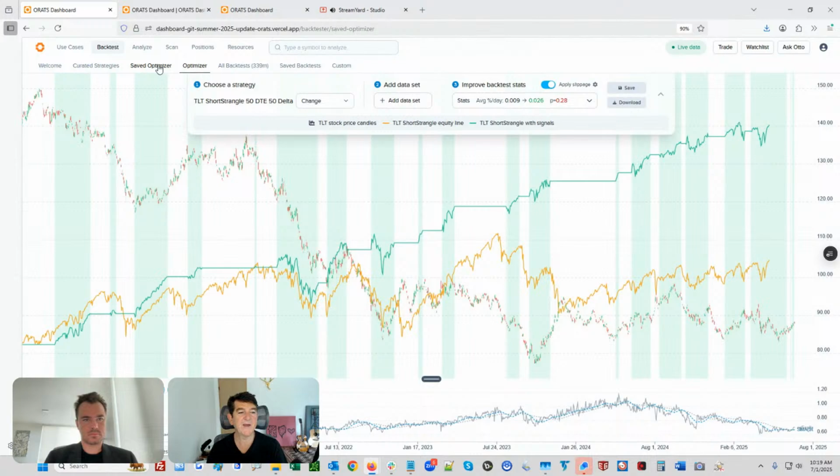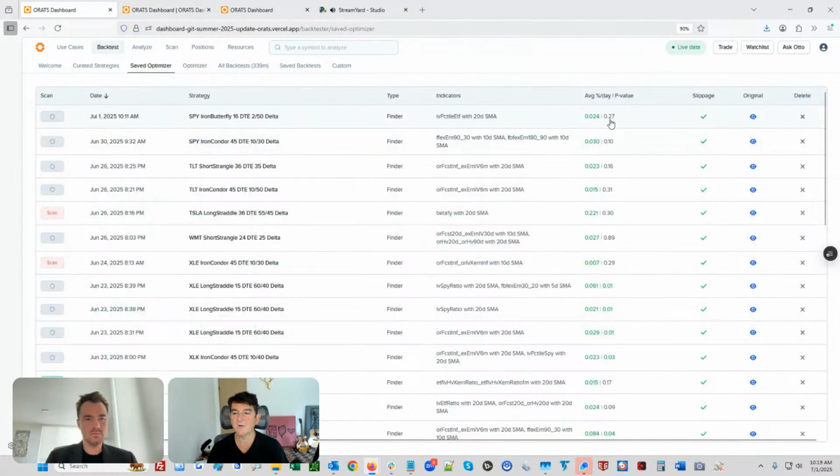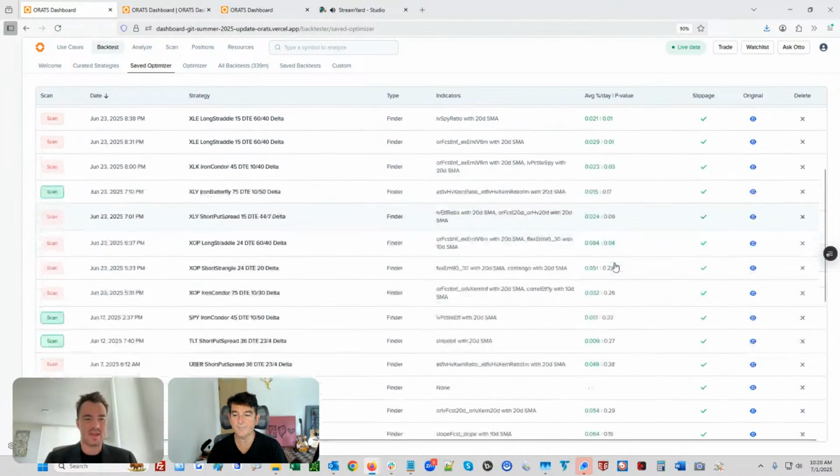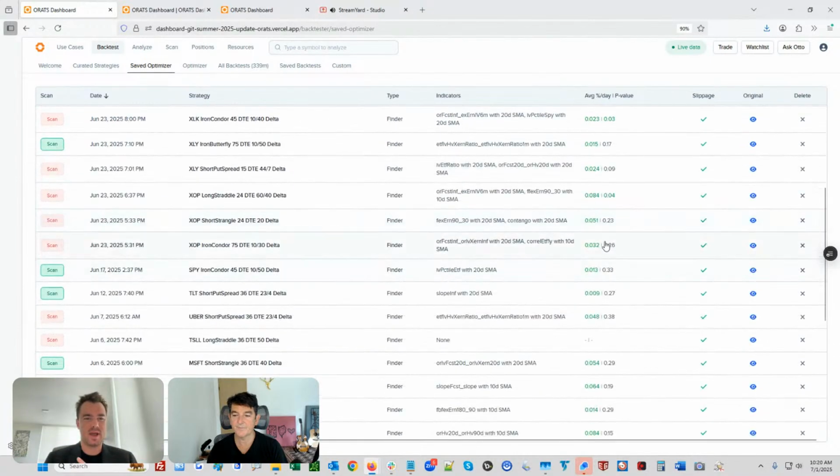But I have some saved optimizers that have some decent p-values to them. Here's a 10% one. Here's a 1% one for XLE. So essentially there's a 1% chance that indicator has a random effect on the backtest to achieve that average percent per day. So that's pretty good.